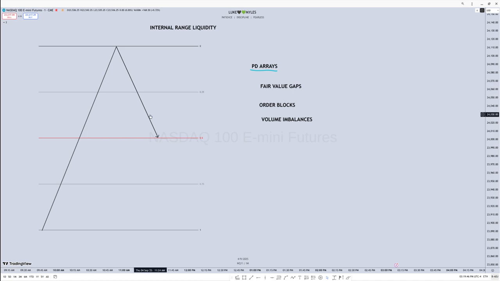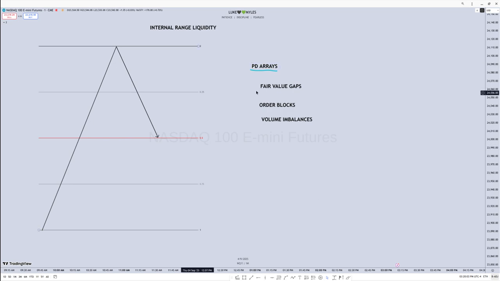So we have also another form of liquidity, or call it internal range. We have the new day opening gaps and the new weekly opening gaps, but we shall look further into those because that is a bigger concept.